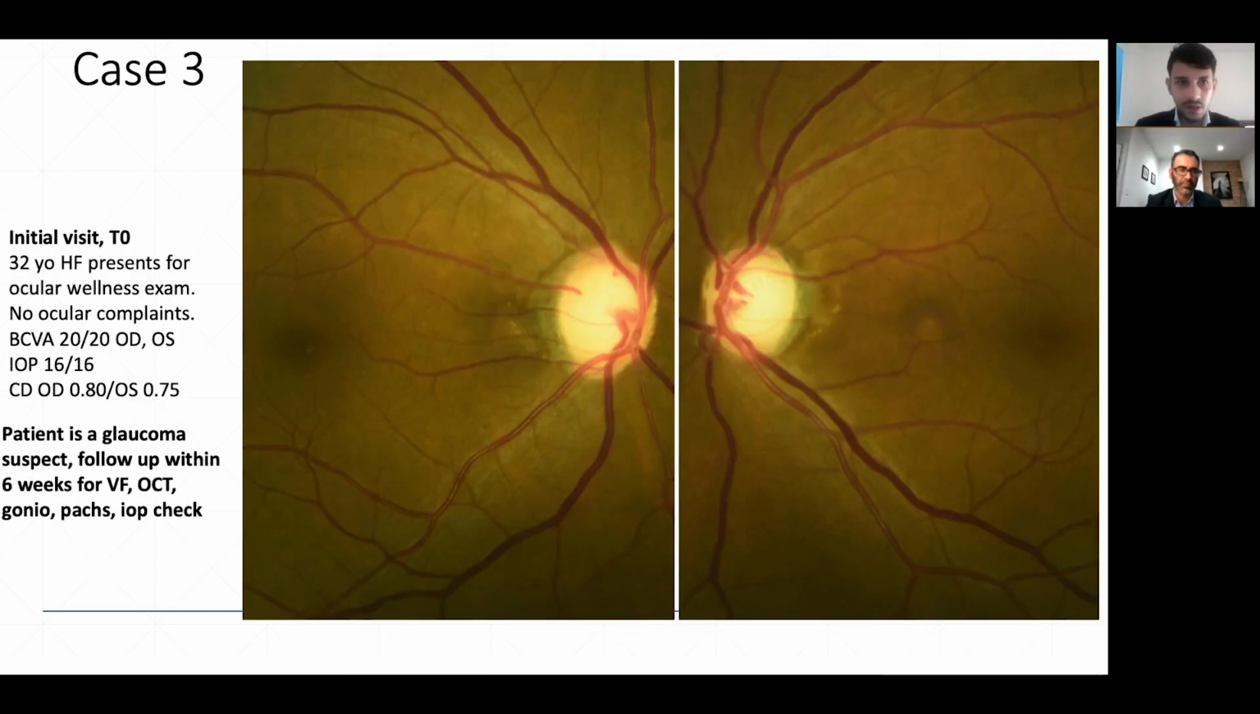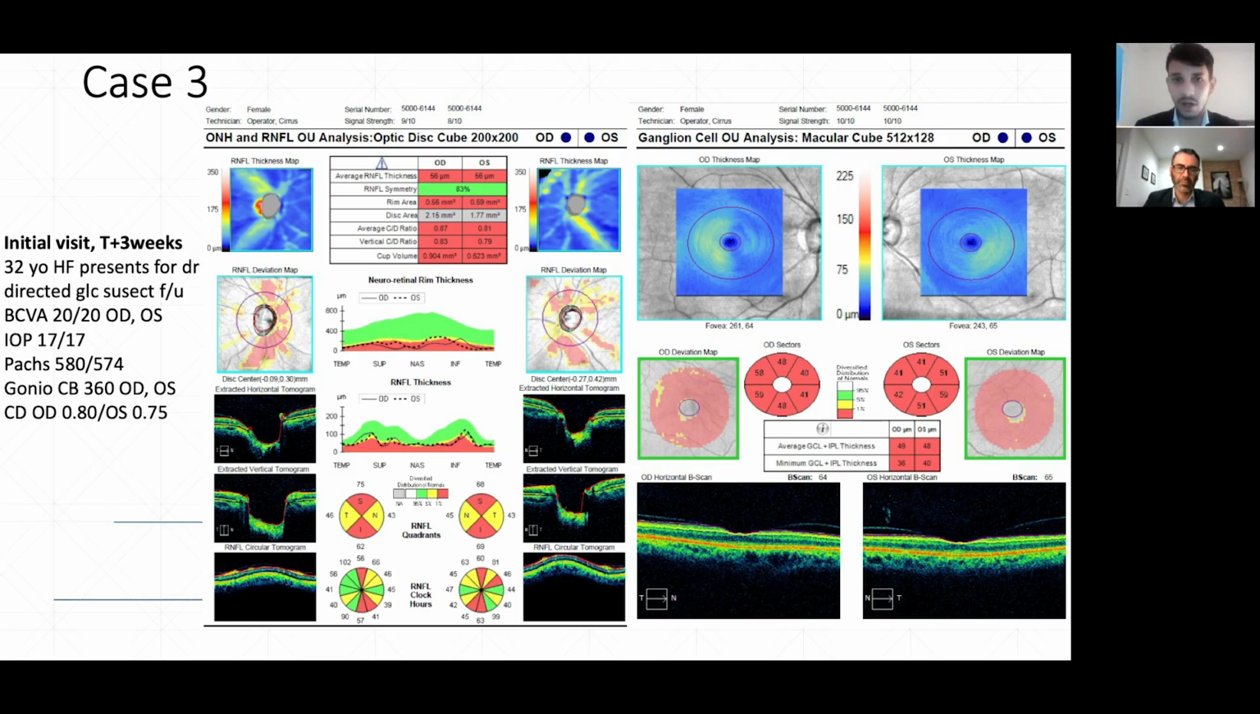This is another case, a younger patient, a 32-year-old Hispanic female. She just presents for an ocular wellness exam. Her PCP sent her in for a regular checkup. No complaints. She has great vision, IOP looks good, but on dilation, she has pretty big cupping. The right disc is a little bit bigger than the left disc, which is really easy to tell on your fundus photos. In real life, unless you're really measuring, it might be a little tougher to tell. So of course, she's another glaucoma suspect, and I have her come back for a full workup.